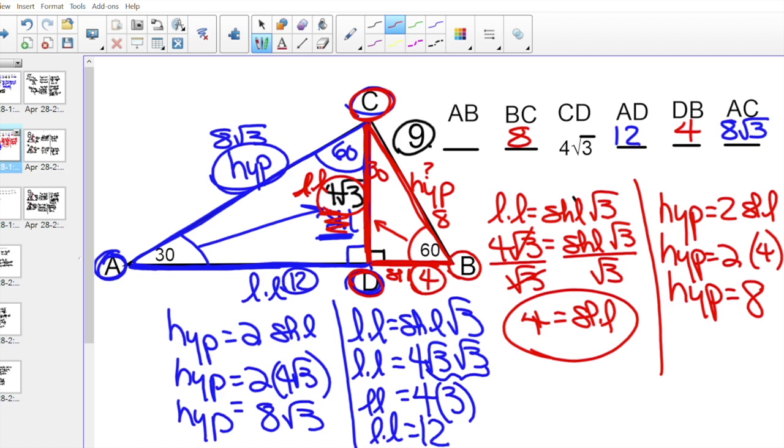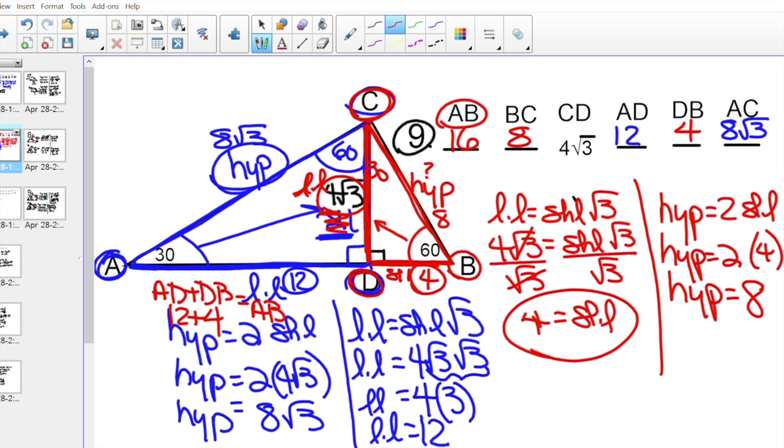Now what we need to know, though, is how far is it from A to B? But we remember about the segment addition postulate. If AD plus DB equals AB, so what is 12 plus 4? And that answer is 16. And we're not getting away from the segment addition postulate.